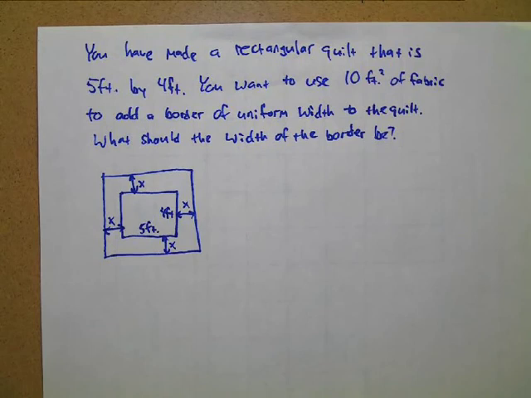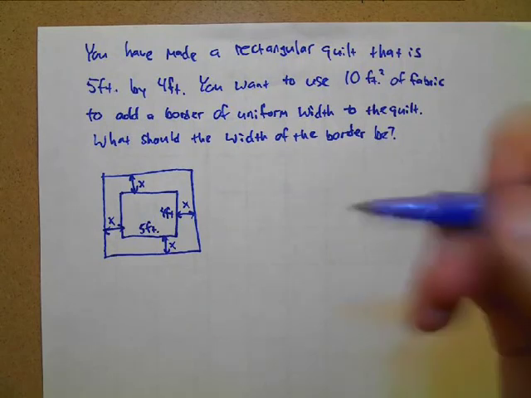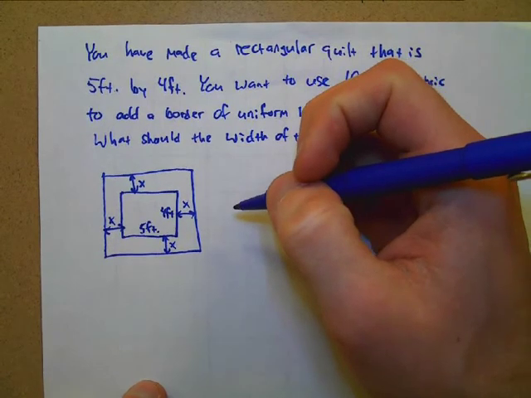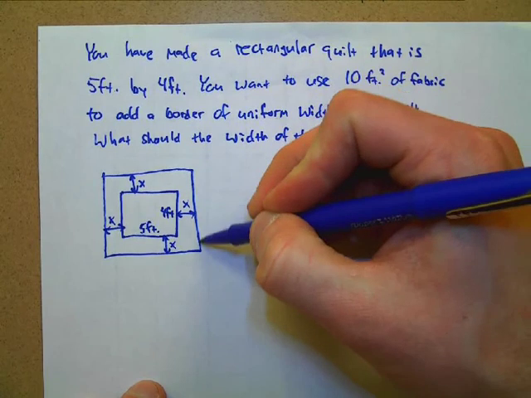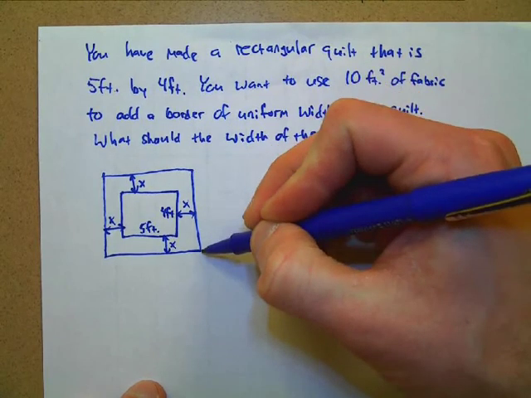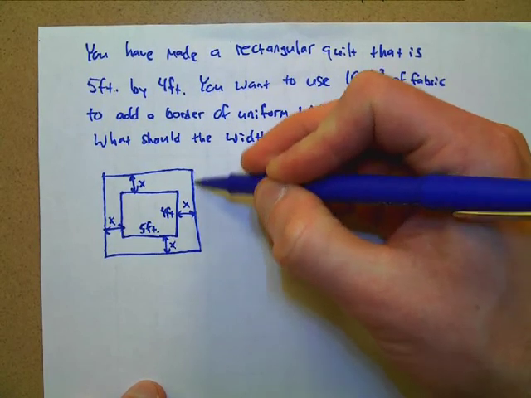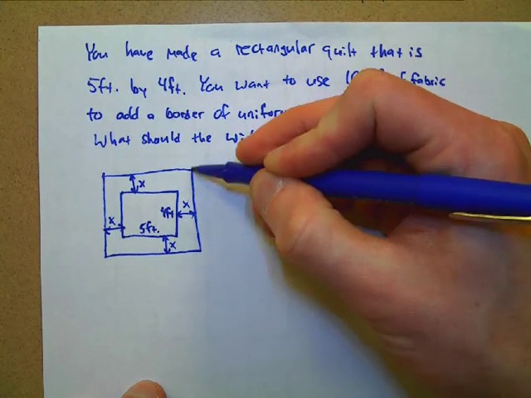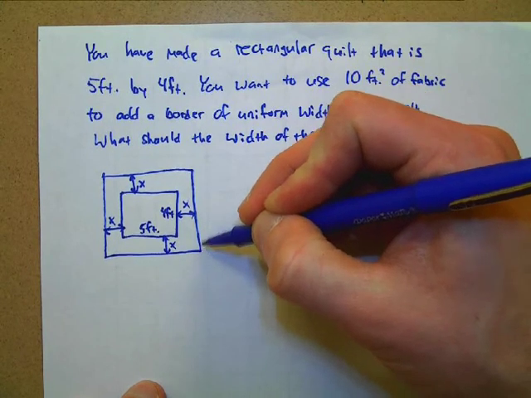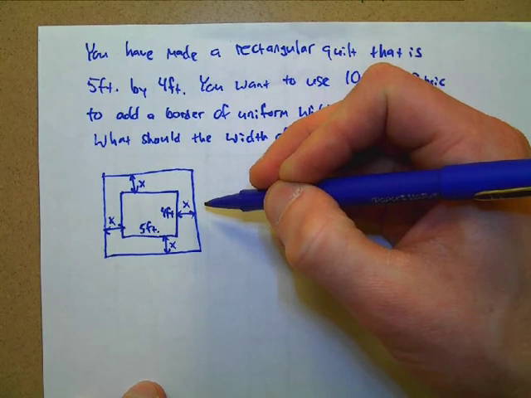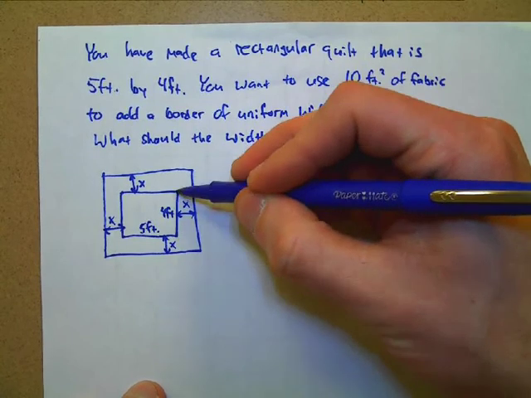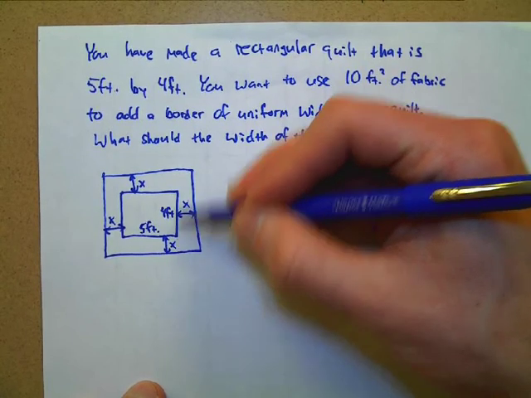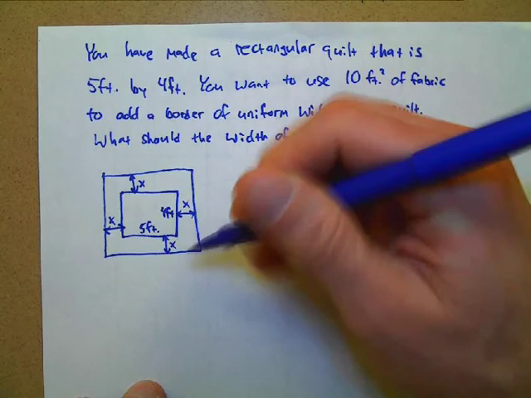Okay. So, what are the new dimensions of this quilt with the border? For example, what is this dimension? What's an expression we could use to represent this distance? All right, Matthew, what do you want to say? 2x plus 4. Yeah, 2x plus 4, right? If from here to here is 4, and we're adding an x this way and this way, that's x plus 4 plus x, or in other words, 2x plus 4.